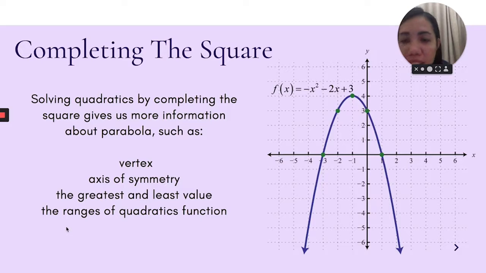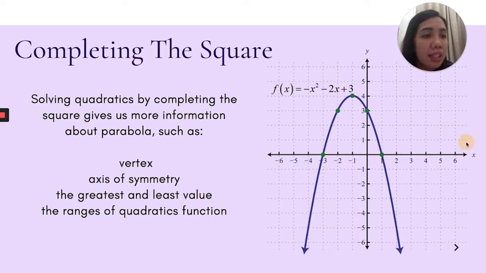So now for the ranges of quadratic function, what is the ranges of quadratic function? The ranges of quadratic function here means all the set of values of y where the parabola sits on. So in here we can see that this parabola only sits on y equals to 4 downward. So the range of this quadratic equation is actually y less than or equal to 4, because the parabola only sits from this value downward. Okay, that is the information that we can get after we have completed the square.